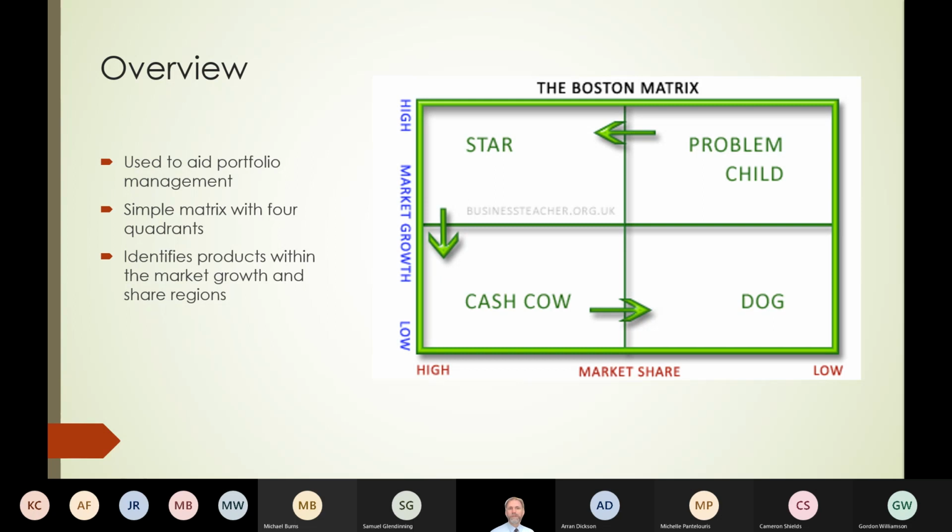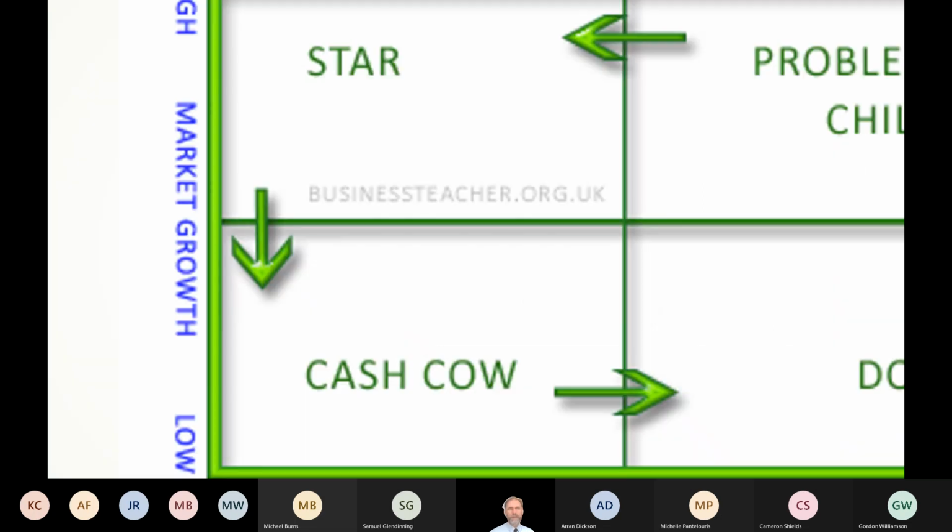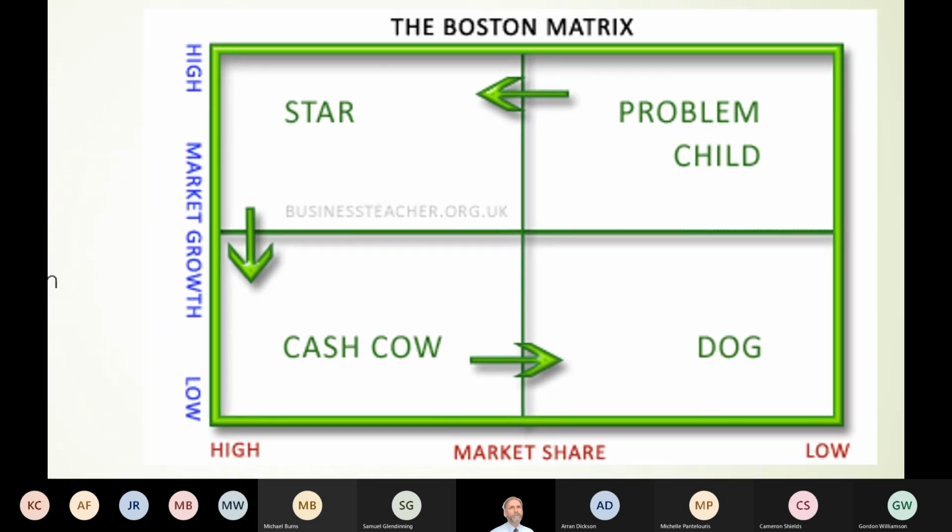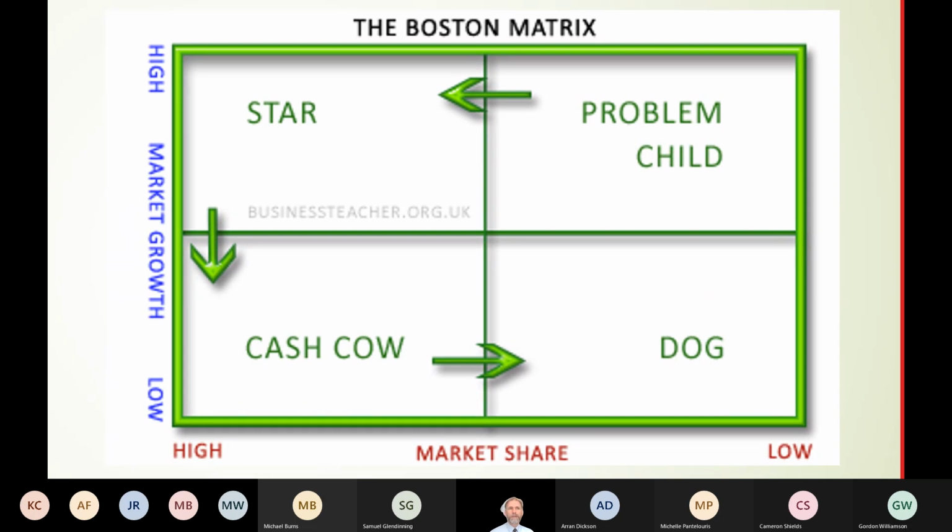So if we start at the top left there, you'll see that some things are stars. That should be clear from the axes that we're showing there. So you can see that the y-axis is market growth and the x-axis is market share. So if you've got a product in a space where the market is growing, so there's high market growth, and you've got lots of that market, so you get a high market share, well, that product's a star. Because all that's going to happen is a market is going to grow. You're already big in that market space, so the chances are that your sales will grow. So that's a star product.